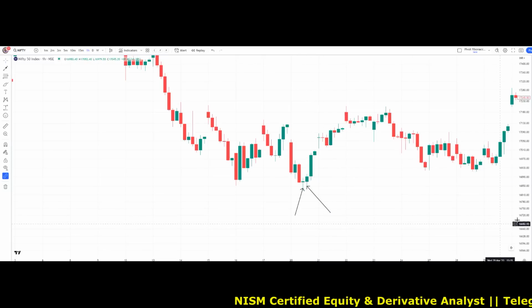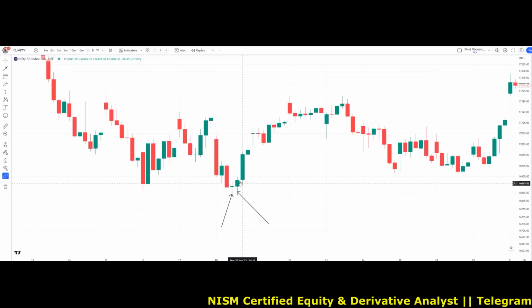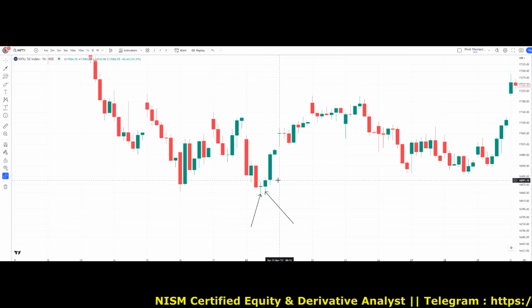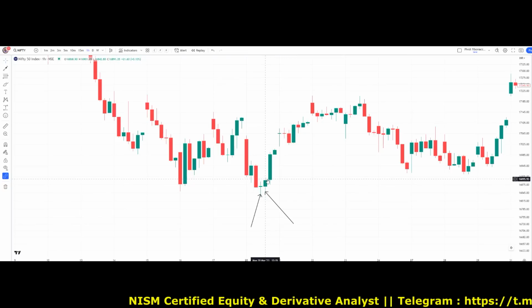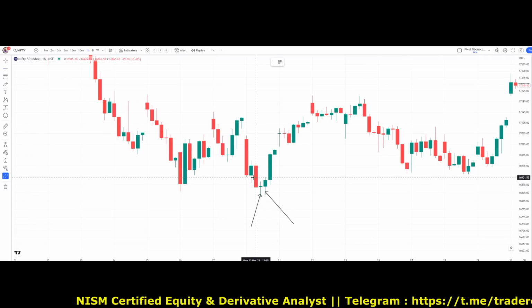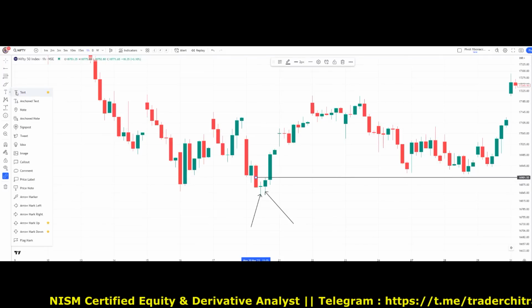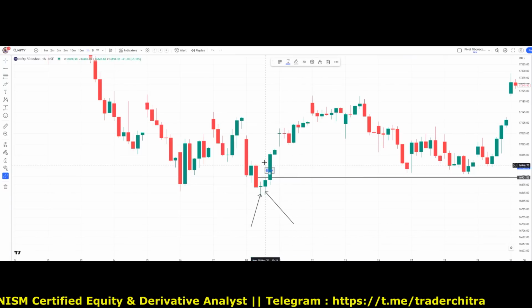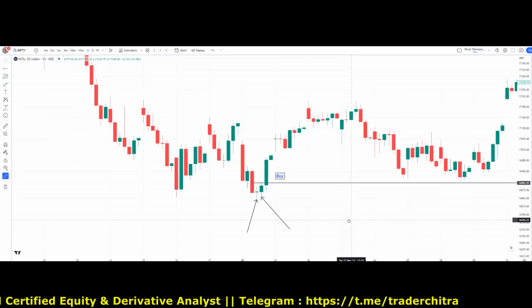And after that what happens? Again, the next candle gave a close above this green candle's high. Okay. So where will we be looking for a buy trade? We will be looking for a buy trade above this green candle. Okay. Above this green candle, we will be entering into the buy trade. So here is the place we will be looking for a buy. Okay. And after that, we can see that the trend changed.